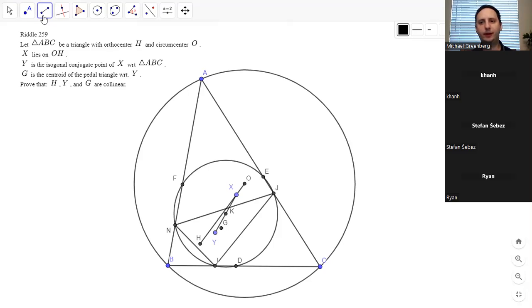Yeah, I wonder if there's any packet on isogonal conjugates that has more than just the basic theorems. So Stefan, I know you asked for a packet on the line OI. I feel like I might have seen that a long time ago, but I just couldn't find it. But maybe there's something like that for isogonal conjugates.